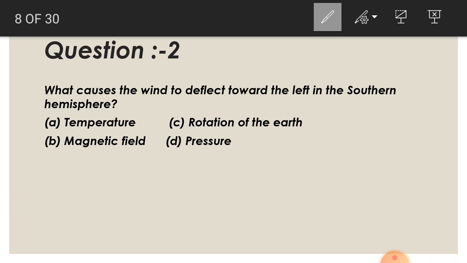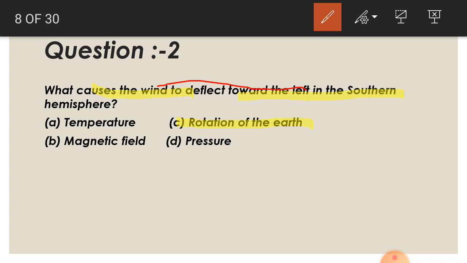So our question number 2: what causes the wind to deflect towards the left in the southern hemisphere? Basically, we should have an idea why wind deflects when it is flowing in its path. It gets deflected toward the left in the southern hemisphere and towards the right in the northern hemisphere. So basically we are aware of this concept. This is only because of the rotation of the earth.